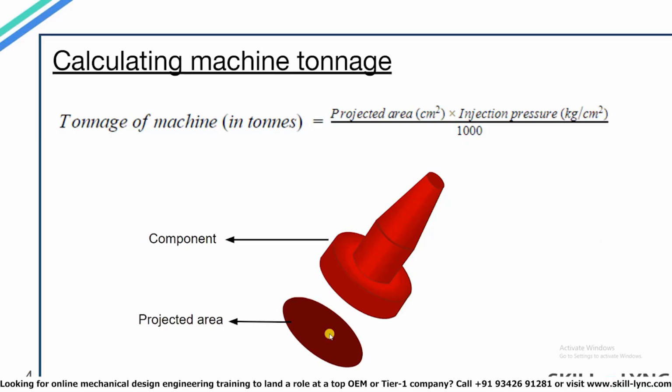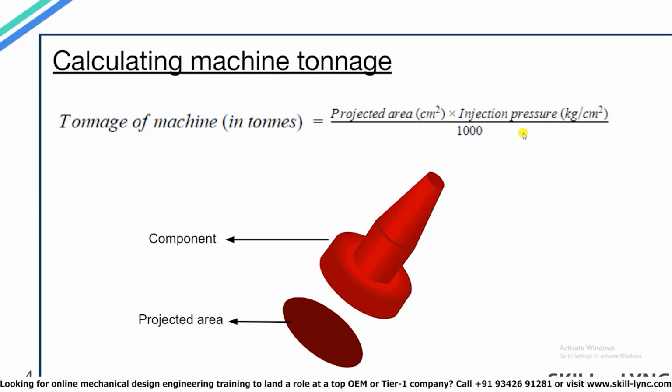So let's say the projected area which we found was around 35 centimeters square, and then the injection pressure, if we use ABS material, would be around 500 kilograms per centimeter square. So if we multiply 35 by 500, which will be around 17,500, and then we divide by 1000, which will give you a value of 17.5. So 17.5 tons of clamping force will be required for this machine.